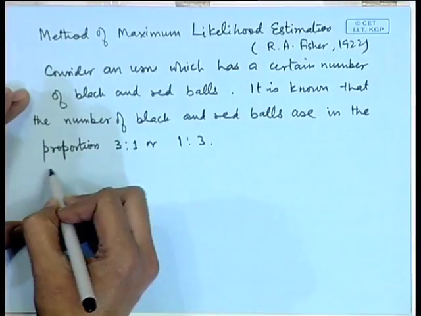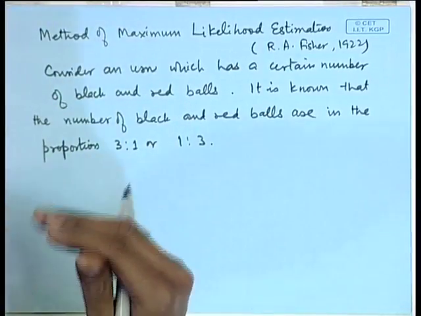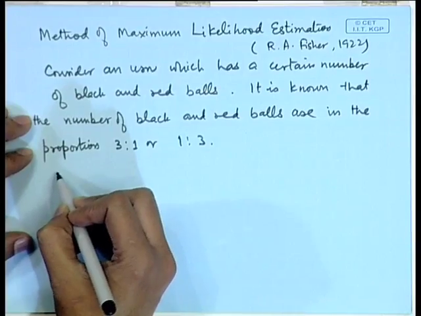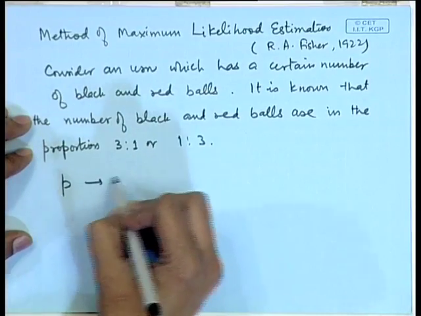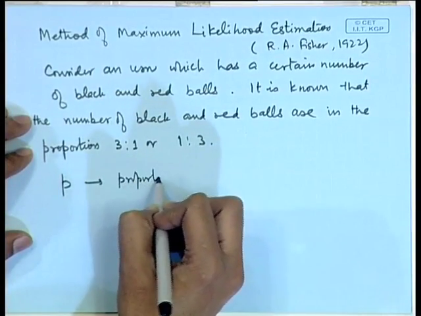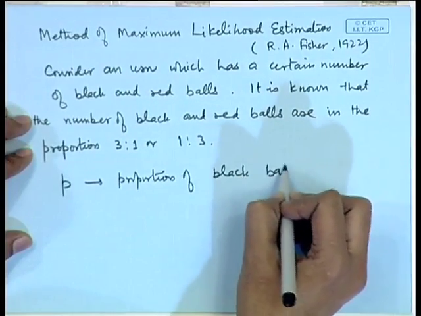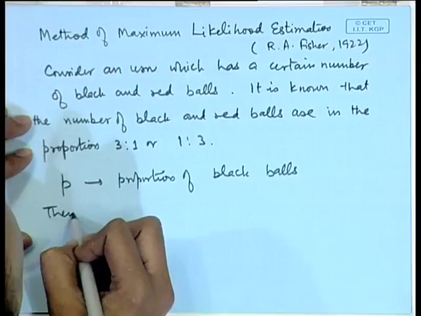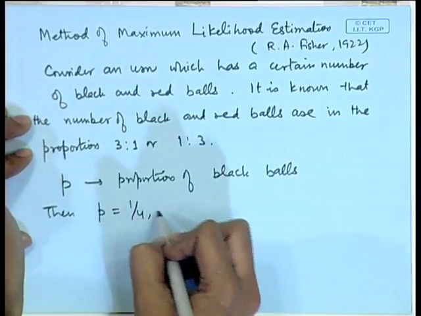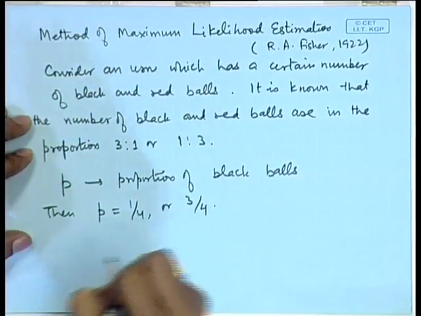So, what is the problem now? The problem is that we want to estimate this proportion to know whether blacks are more or the reds are more. So, let me denote P as the proportion of, say, black balls. Then P is either 1 by 4 or 3 by 4. Now, let us see how to frame a statistical inference problem and then an estimation problem from here.